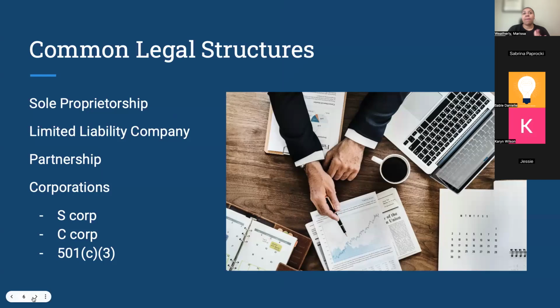So let's talk about some common legal structures. So we have a sole proprietorship, a limited liability company or LLC. You also have your general partnerships, corporations. So that includes an S Corp, a C Corp, and a 501(c)(3). And I always tell people, corporation, those S Corp, C Corp, 501(c)(3), that's a tax designation. And so that really just is like, I have a corporation, but how am I going to be taxed? And so those are what those differences are.